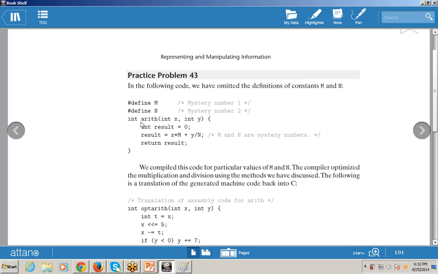Next is your function. This is int arithmetic. This is the function name. This is the data type. I have to use arithmetic, and that data type is int. There are two variables, that is int x and int y. Then there is a variable declaration, that is int result equals to 0.